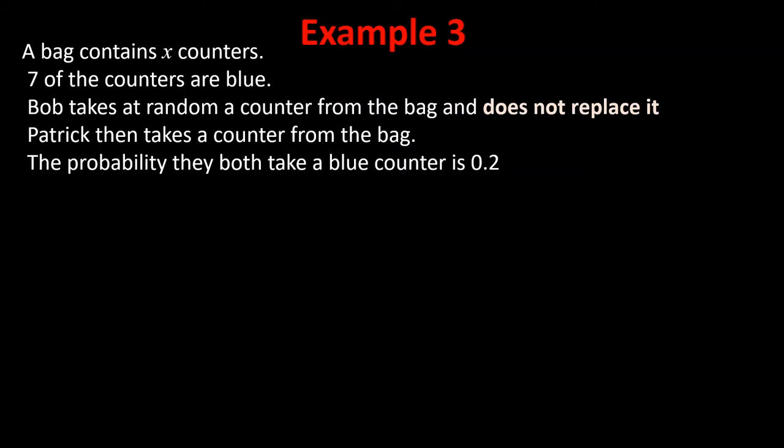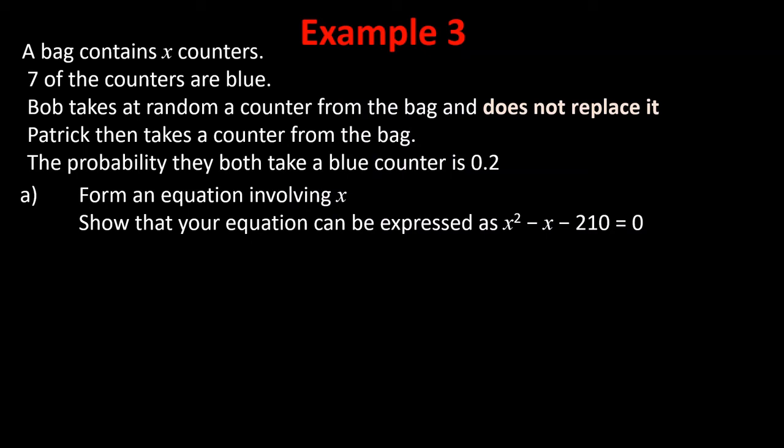Example 3 will be our last example for this lesson. It's also our most challenging. So let's talk it through. A bag contains X counters. 7 of those counters are blue. Bob takes a random counter from the bag and does not replace it. Remember what that means. Patrick then takes a counter from the bag, and the probability that they both take a blue counter is 0.2. Remember, probability could be a decimal value or a fractional value. 0.2 is equivalent to 2/10 or 1/5.